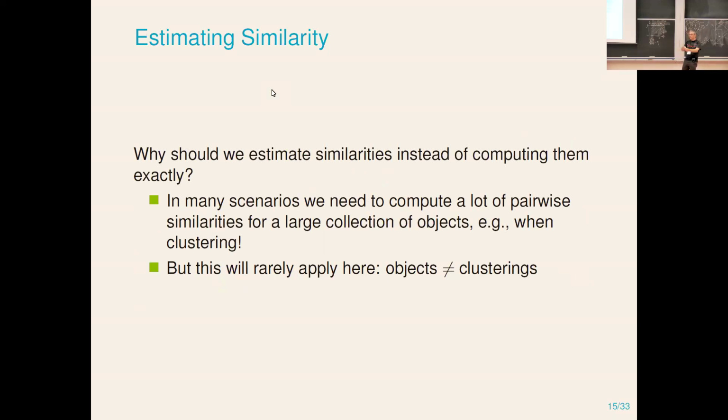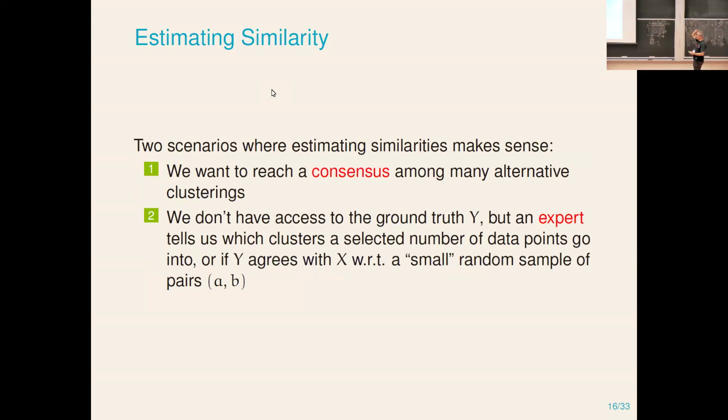Imagine you have tons of objects, many objects, and you need to compute the similarities between all possible pairs of objects. That's something you will encounter in applications like when you have many documents and you want to retrieve the most similar one, or when you are doing clustering, you are computing a lot of distances or similarities between objects. But now our objects are clustering, so we don't need to estimate similarities in that situation. That's a very unlikely scenario where your objects are clustering. However, there are situations where it makes sense to estimate similarities.